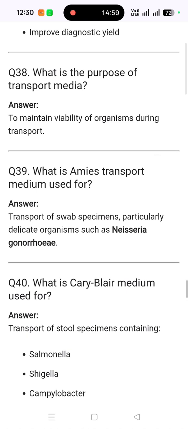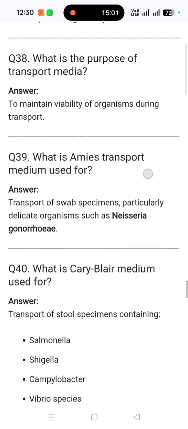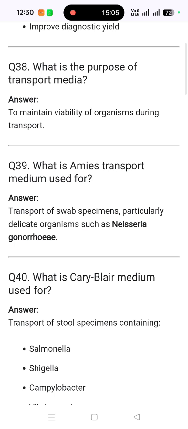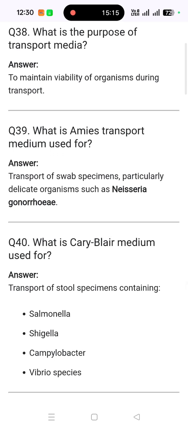What is the purpose of transport media? To maintain the viability of the organism during the transport, because these are very fragile organisms, so they need whatever they require during the transport, and all of that is provided in the transport media.